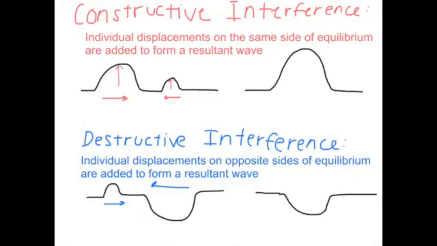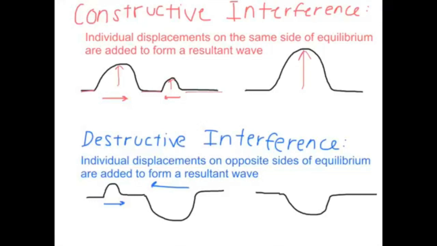Both are above the equilibrium point, or this bottom point on the string. These two waves would add to form a greater wave, and that's known as the resultant. Conversely, destructive interference is caused when individual displacements on opposite sides of equilibrium are added to form a resultant wave.